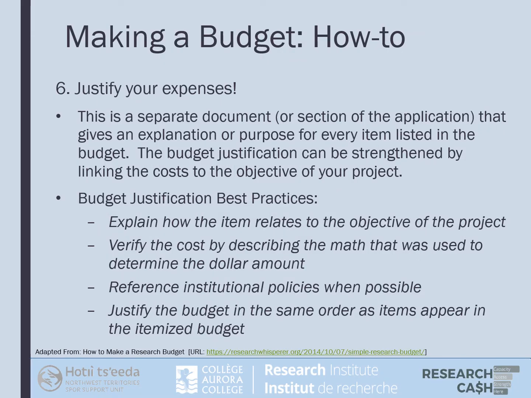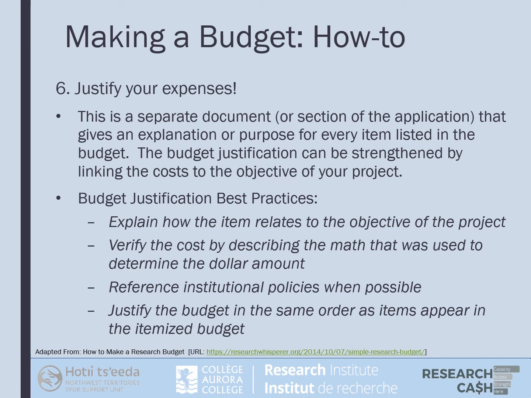So the final step in creating a research budget is to justify your expenses. Now you could argue that justifying your budget isn't part of the budget process, but it is necessary when you're applying for research funding. The budget justification is often a separate document that gives an explanation or purpose for every item listed in the budget. You want to link your budget justification to the objective of your research project.